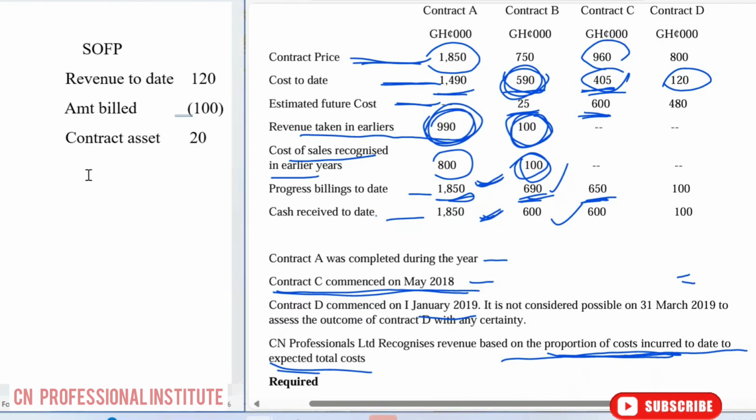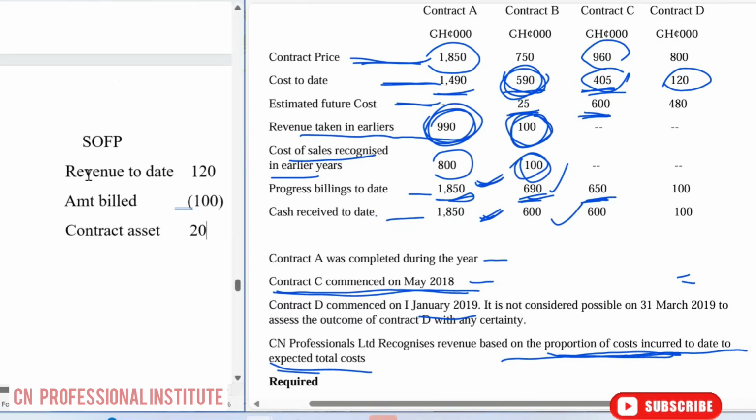And then we don't have contract receivable or payable, because the progress billing to date is the same as the cash received to date. So with D, we don't really have to worry ourselves.